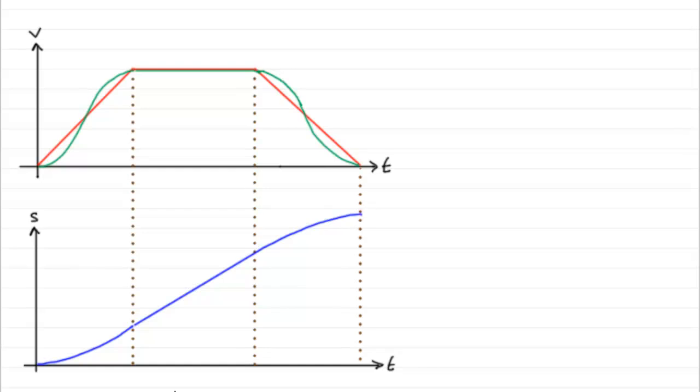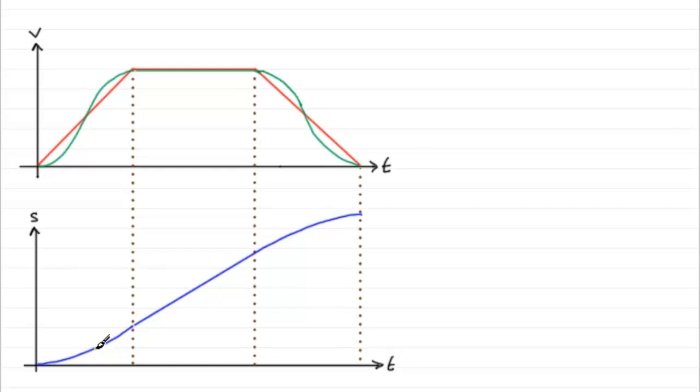Now we've seen in the past that gradient on the displacement time graph gives velocity. That's all very well when we've got a straight line like this. Very easy to get the gradient. Just simply create a little triangle in here and work out the change in displacement divided by the change in time. But on sections like this where it's curved, how are we going to work out what that velocity is?